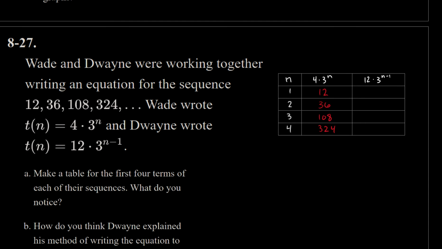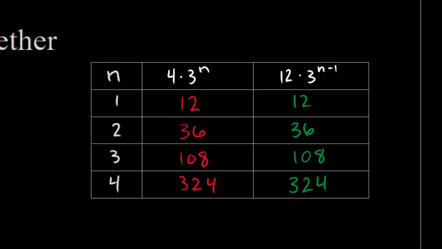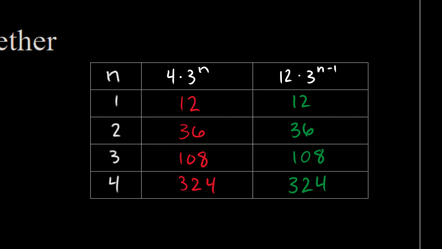Now, if I compare that with what I'm getting over here for Dwayne, when I put 1 in there, that's going to become 3 to the 0 power, which is 1, so that just becomes 12. And guess what? When I put a 2 in there, it's going to become 3 to the first, so it's 12 times 3, which is 36. So we totally have excellent evidence now that we can write these things one of two different ways.